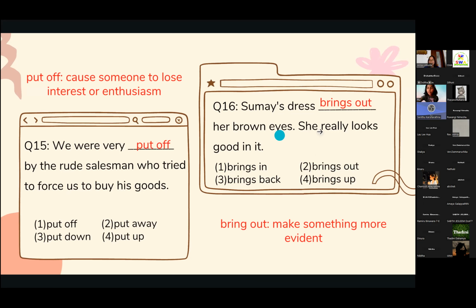But let's say you're given this sentence, "Sumai's dress brings out her brown eyes. She really looks good in it," but you don't know the meaning of "brings out." From using your contextual clues, you can find out the meaning, because the second sentence says she really looks good in it. So you know that "brings out" is something positive, that makes a quality stand out or appear more.